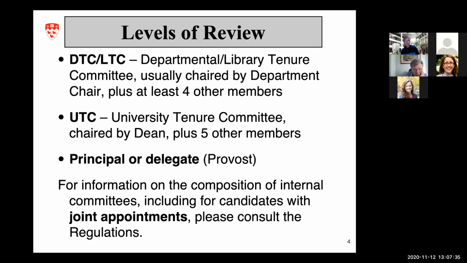And in those cases, we can assist you with how to construct the committee fairly and appropriately, but it's also set out in the regulations. One thing that I really do want to stress is that each level of review is a review on the merits of the dossier. So for example, if you're a UTC member, the DTC report will be considered in your review, but you should be conducting your own review of the file based principally on the tenure portfolio. So the DTC will have some weight, but it shouldn't be steering or directing outcomes one way or the other. And the same thing is true for the principal or her delegate when the file reaches that level.